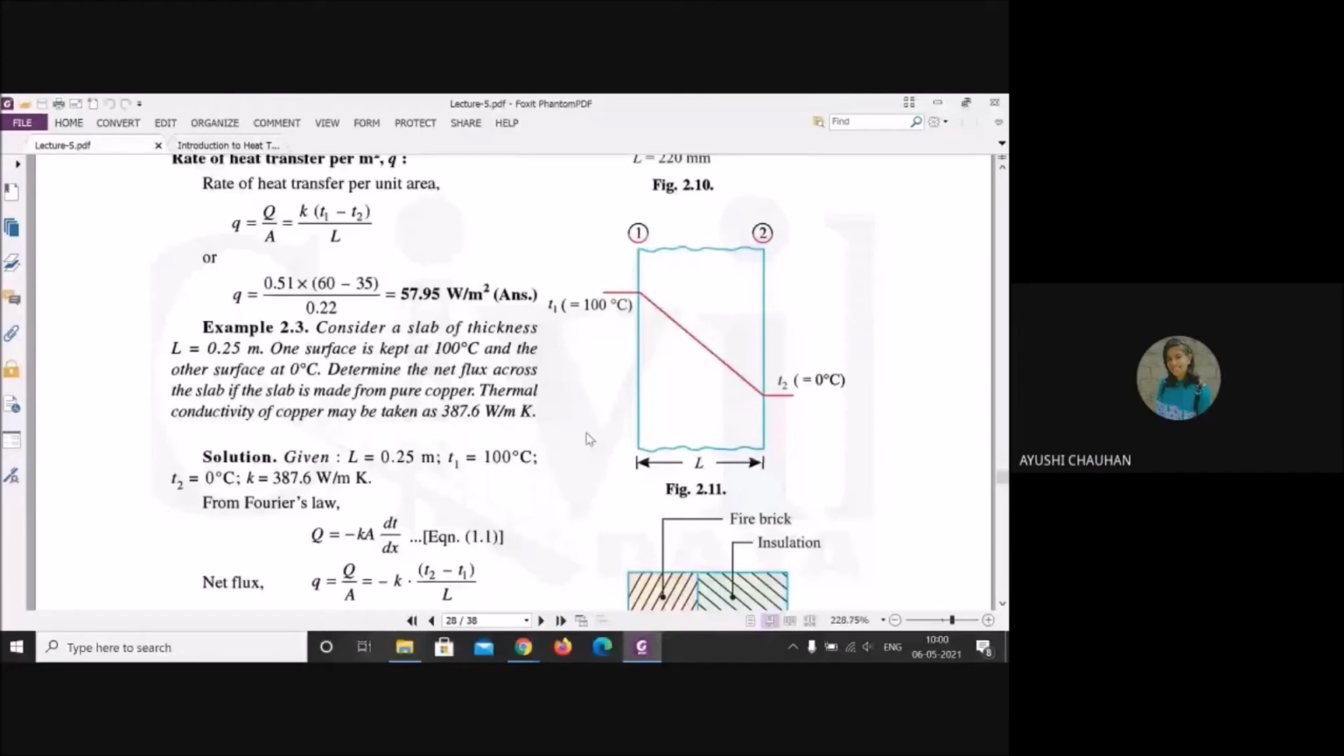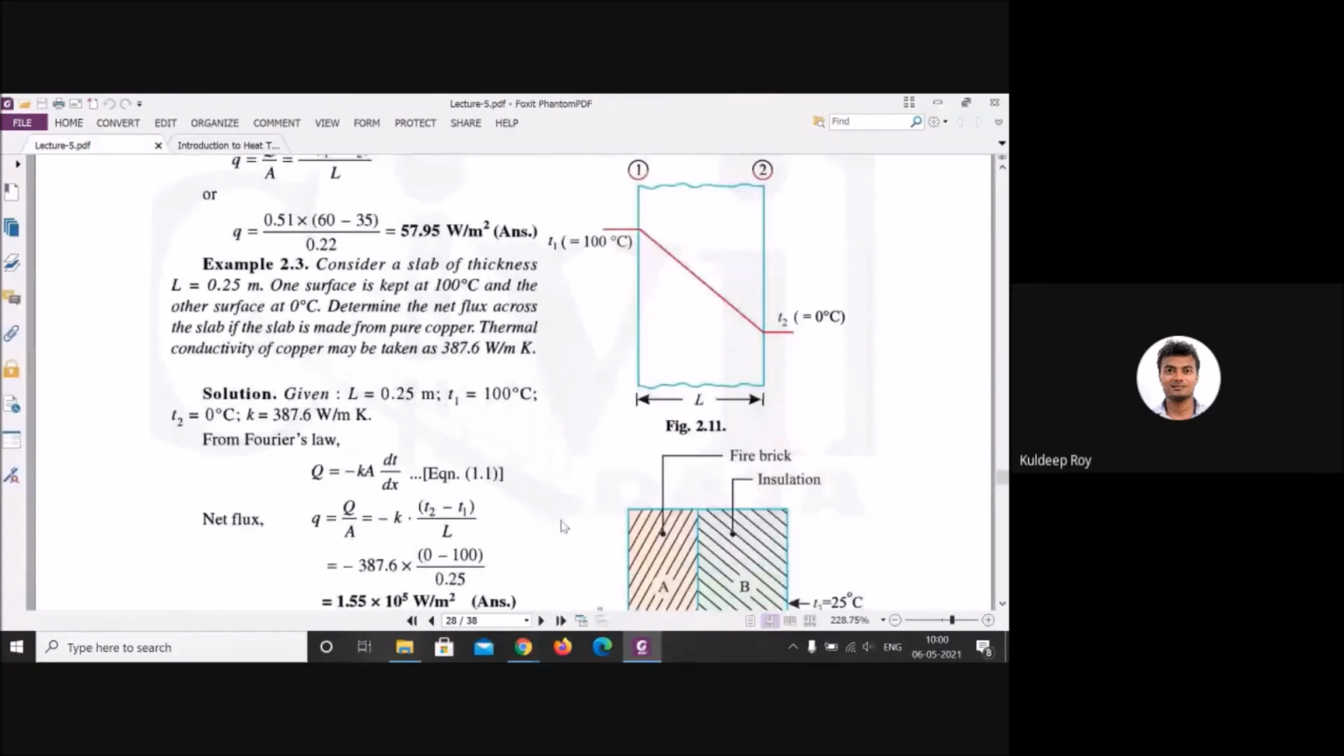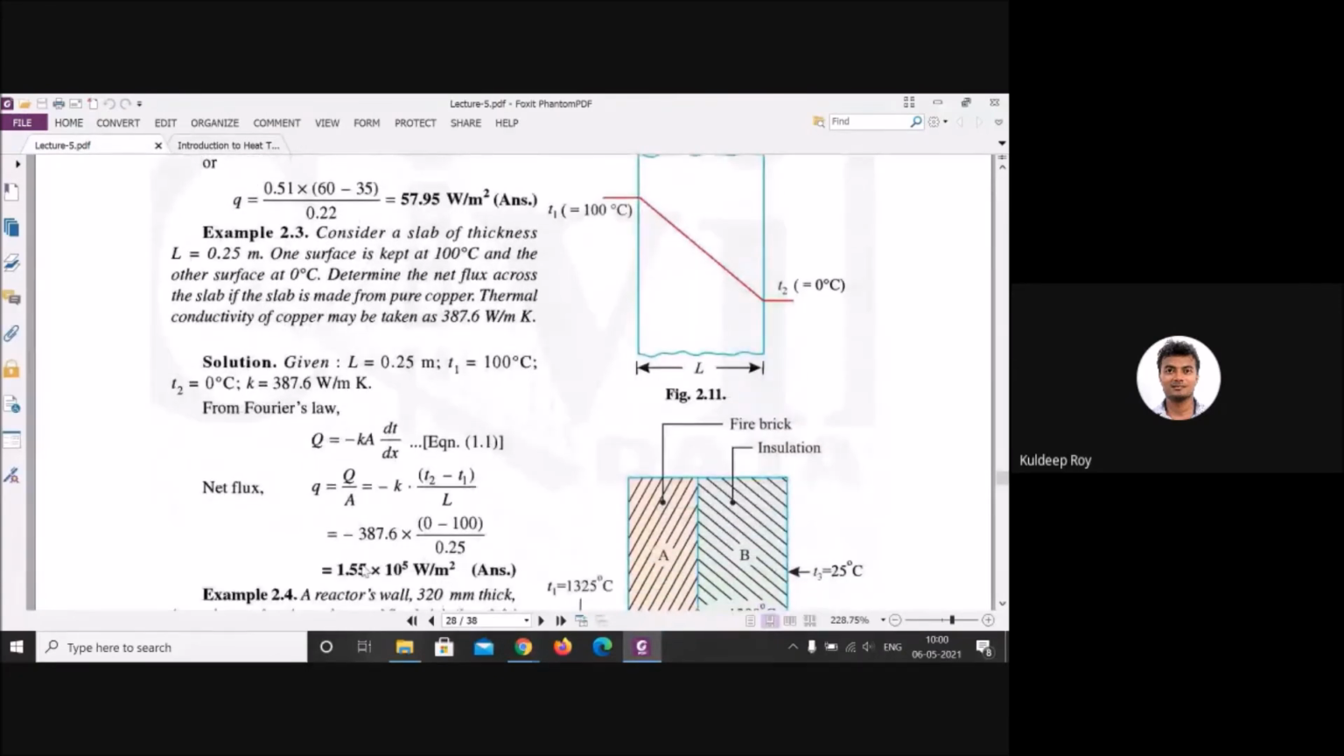Sir, 155040. Yes, 155 times 10 to the power 5 watt per meter square. Correct. Yes. Correct.